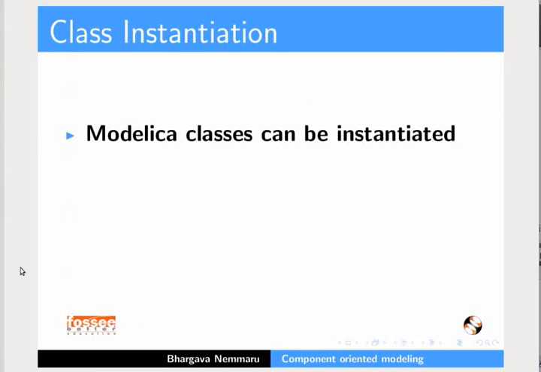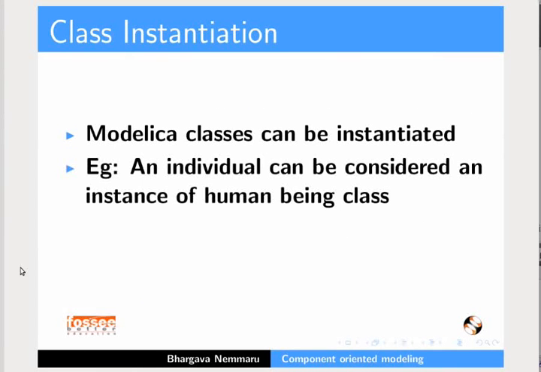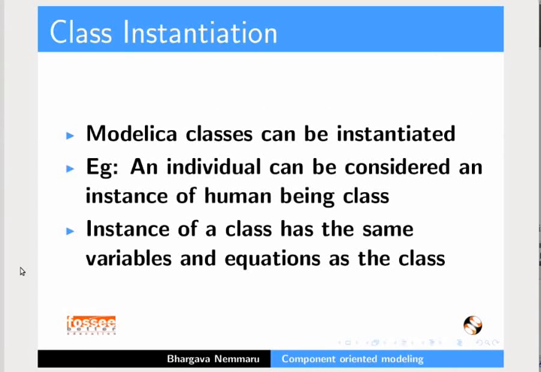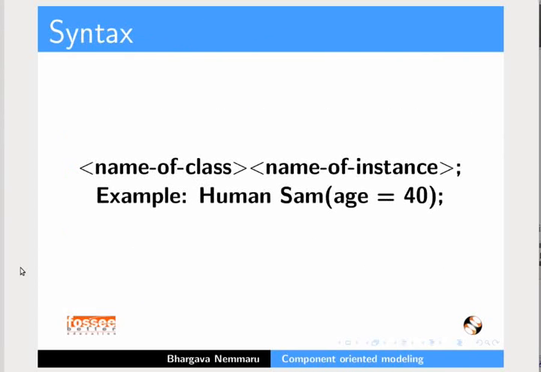Now let us learn more about class instantiation. Modelica classes can be instantiated. For example, an individual can be considered an instance of the human being class. An instance of a class has the same variables and equations as the class itself. The syntax for class instantiation is as shown.